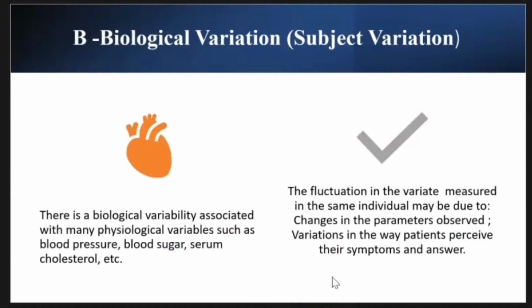Sometimes the variation can be due to biological variation, because many physiological variables like blood pressure, blood sugar, and serum cholesterol may vary with diurnal variation. Or sometimes when we are in stress, our BP may be raised, right? Similarly, in the case of hormones, they may peak at different times, or they may peak in the morning. So when we are testing that particular hormone or other physiological variable, it may give a different result at different timings. And the fluctuation may also be due to the individual perceiving the symptom in a different way.